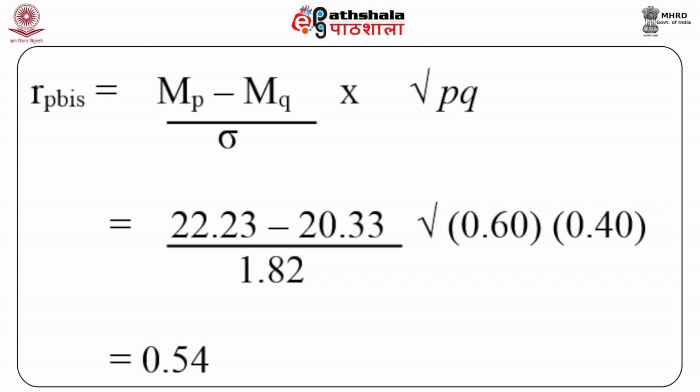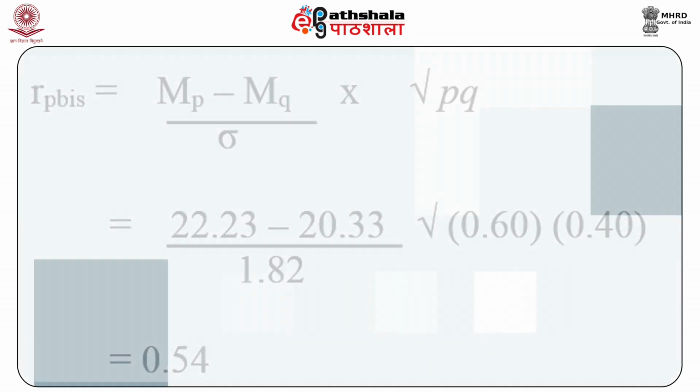Therefore, applying these values in the point biserial correlation formula, we get the coefficient of point biserial correlation Rpbis equal to 22.23 minus 20.33, divided by 1.82, the whole multiplied by the square root of 0.60 multiplied by 0.40, making the value 0.54. Thus, the item to total correlation for this item is 0.54.